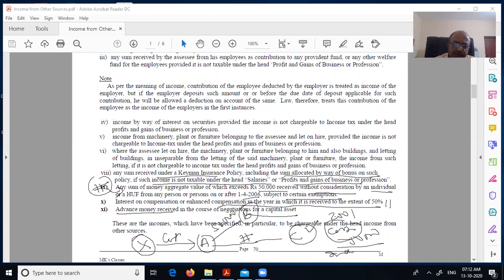Now they said the moment you forfeit, you pay tax on that under other sources. Whereas later on, you don't do deduction and all, take the full cost and index it, no problem. So there is a change. This is also important because these are changes that have happened recently, so there is a possibility of asking.